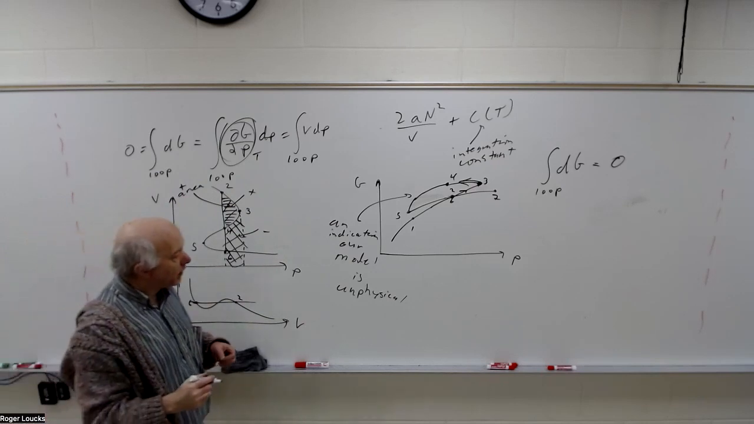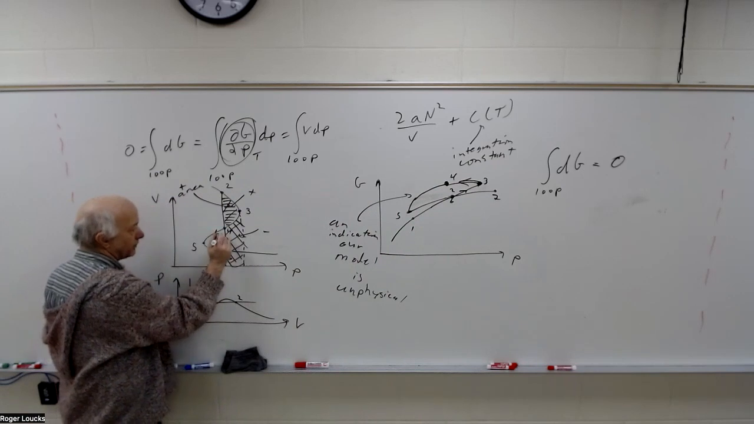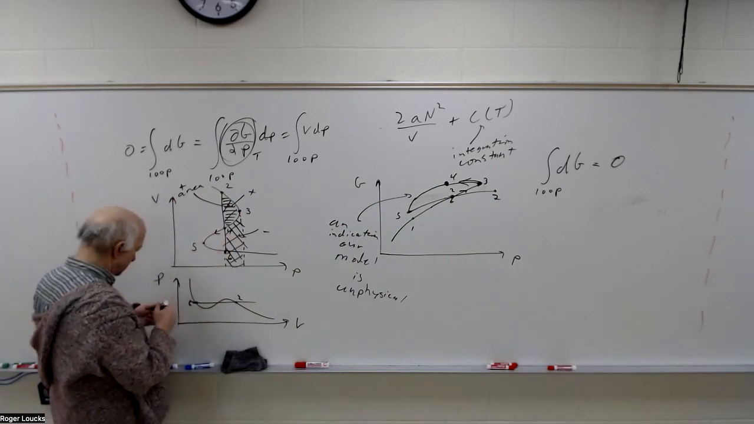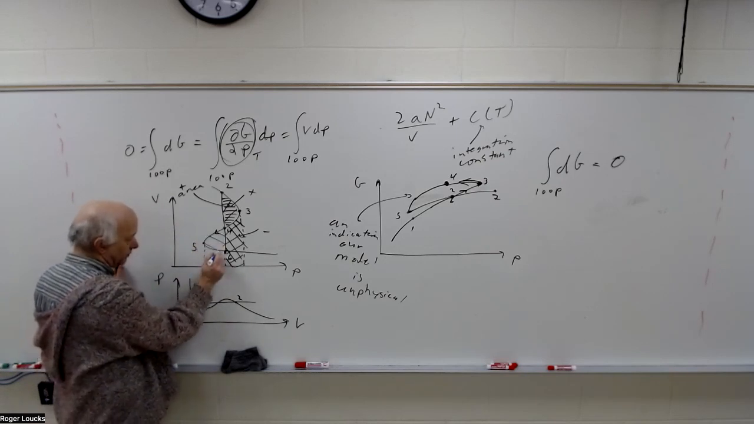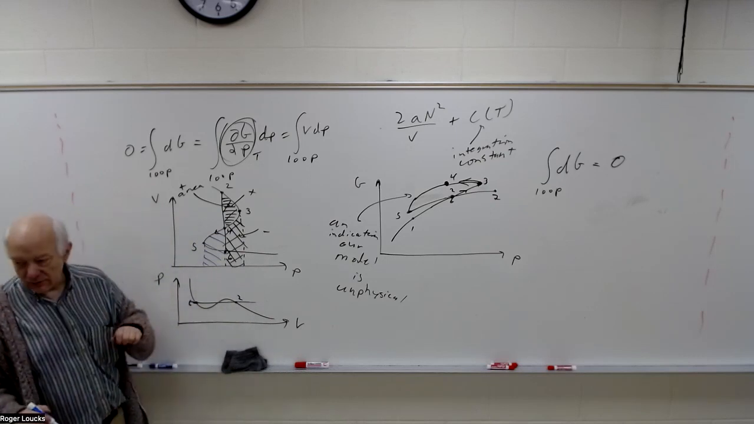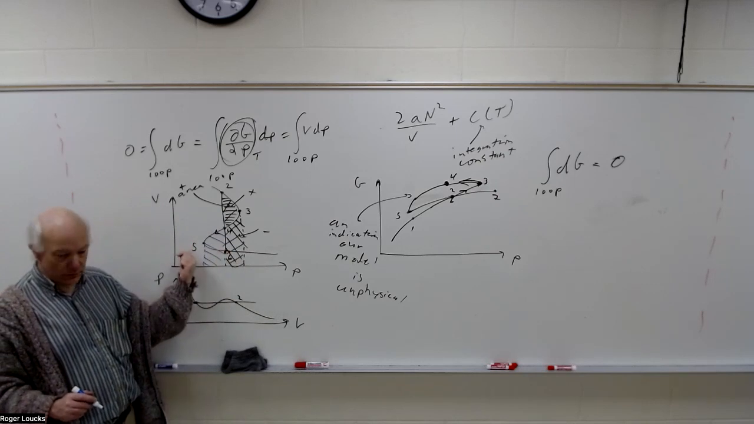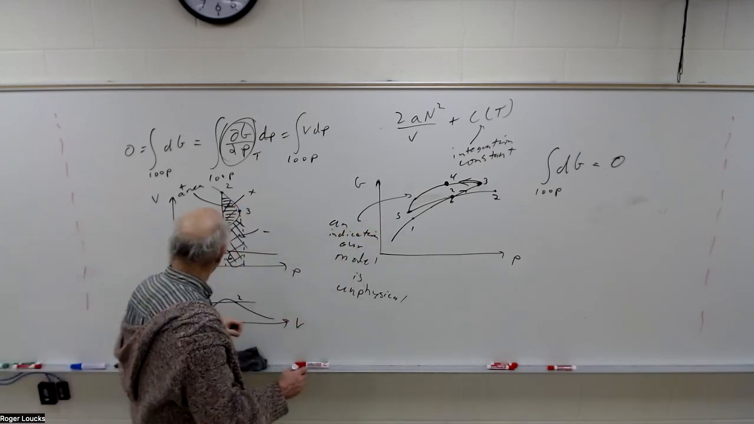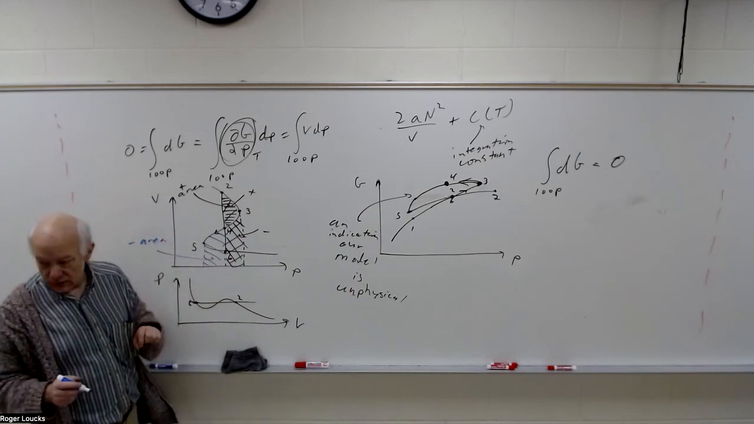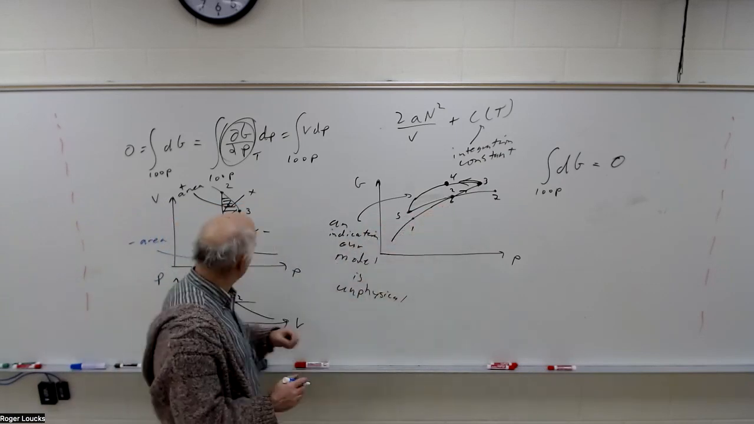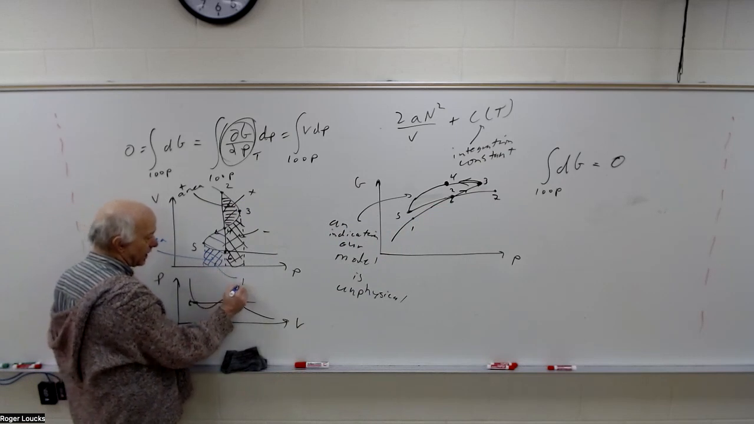Now I'm going from 4 to 5 this way. So that's going to give me this right here. Now is that positive or negative? I'm going this way. Okay, so I'm going from 4 to 5, so this gives me negative area. And then I'm going from 5 to 6, and that's going to give me this area. That's going to be positive.